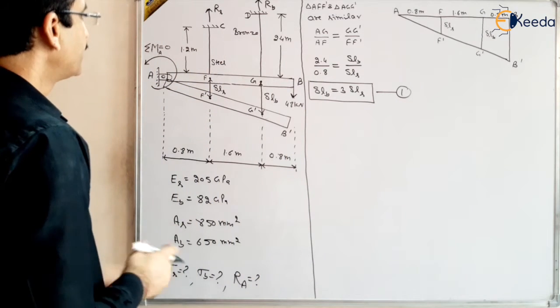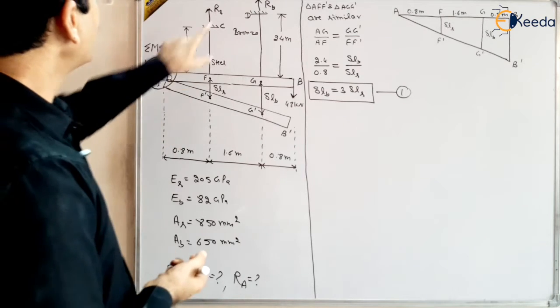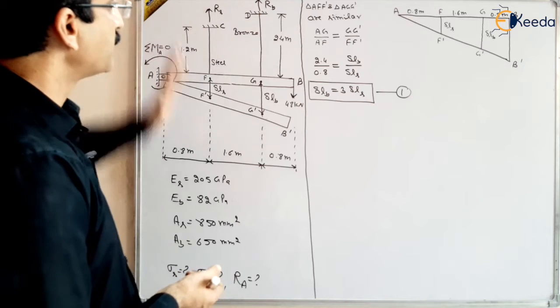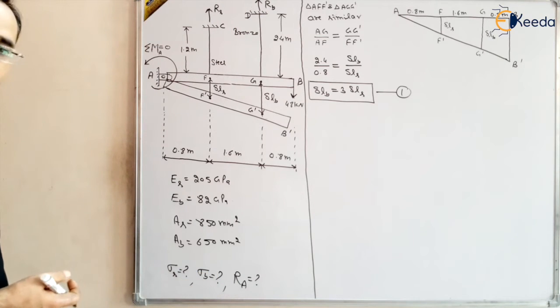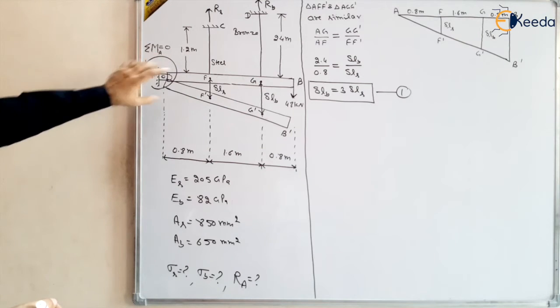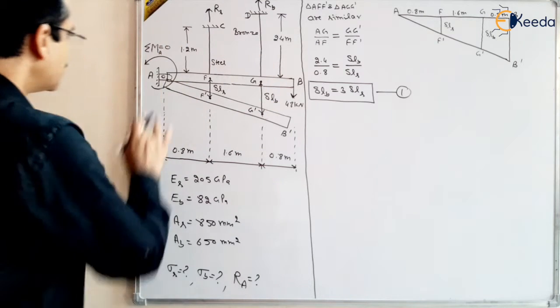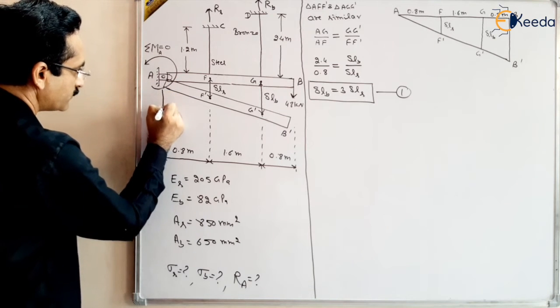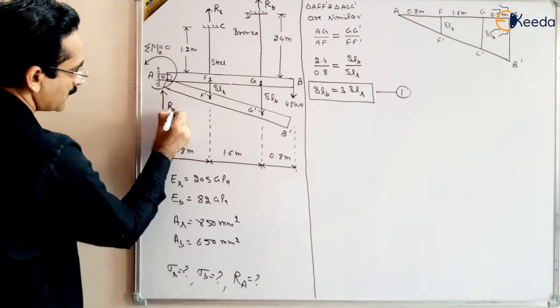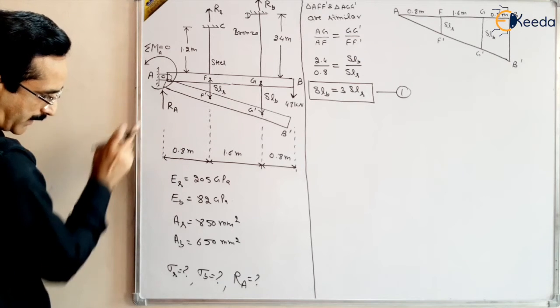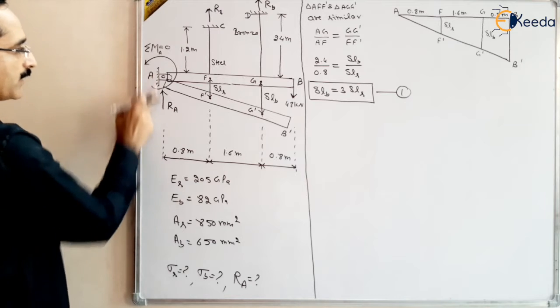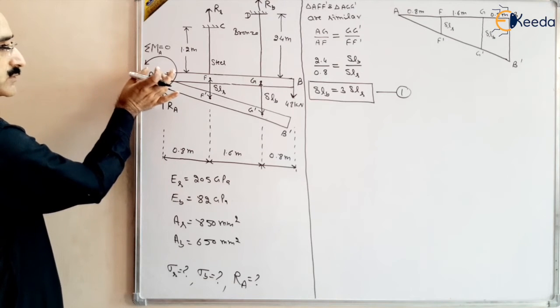Now another thing: we want to find out the reactions first. After finding the reactions, we can find out the stress in steel and bronze. So how to find out the reactions? Reactions can be found by taking the moment of all the forces about point A. There is also some reaction at A, RA, and we have to find out RA, the reaction at A, right? This is also a support, right?